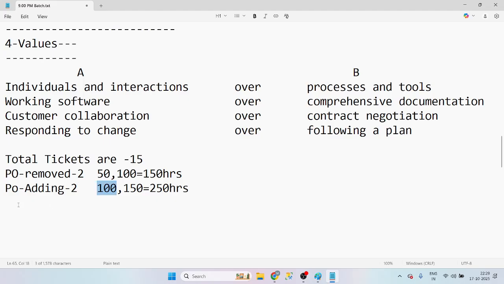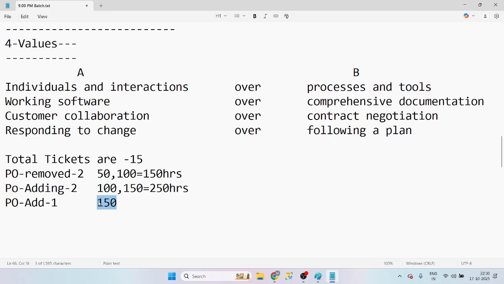Now we are responding to change. What is the change? Now the PO adds only 1 ticket, that is of 150 hours. Why? Because we are removing 150 hours here. We can work for 150 hours.